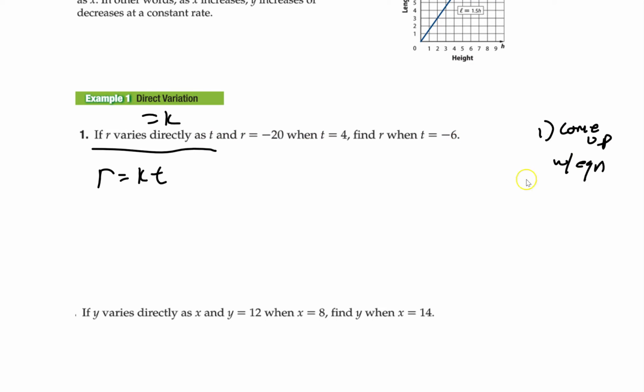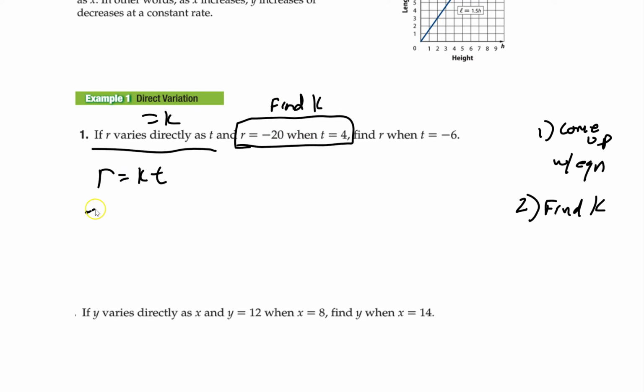So step 1 is finding an equation. Step 2 is to find k. Now look, they give you 2 things here. They say when R equals -20, t is 4. So we're going to use this right here to find k. So I can plug it in. R is -20. T is 4. Let's find k. So divide by 4. K equals -5.